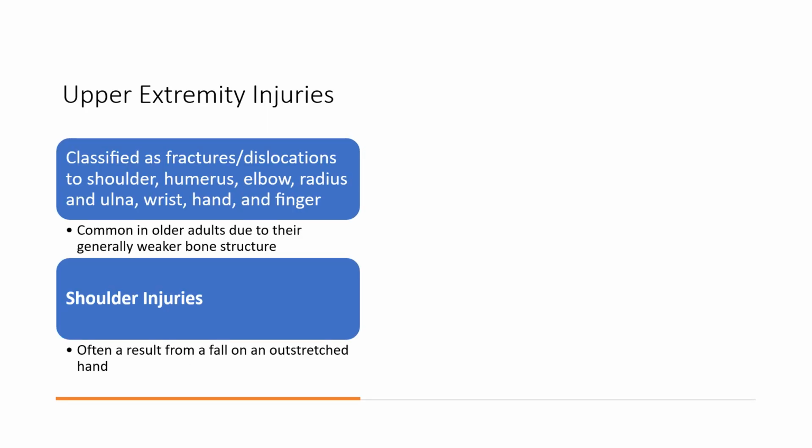So we're going to start off with upper extremity injuries, classified as fractures and dislocations to the shoulder, humerus, elbow, radius, ulna, wrist, hand, and fingers, to include all the finger bones. It's very common in older adults due to their generally weaker bone structure.